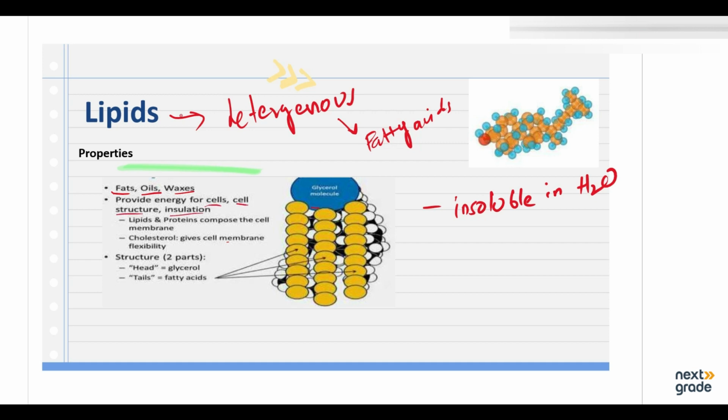As you see, this is a common structure of a lipid molecule. The head is made of glycerol, but the tail is made up of fatty acid. Lipids and proteins compose the cell membrane, whereas cholesterol gives the cell membrane some sort of flexibility. So the flexibility present in the cell membrane is basically due to cholesterol, right?